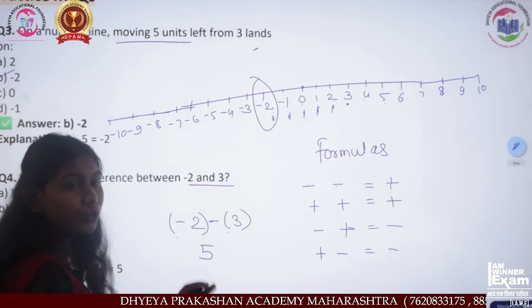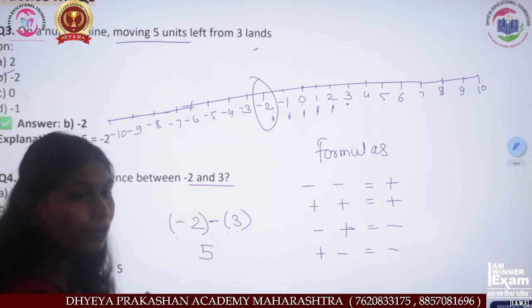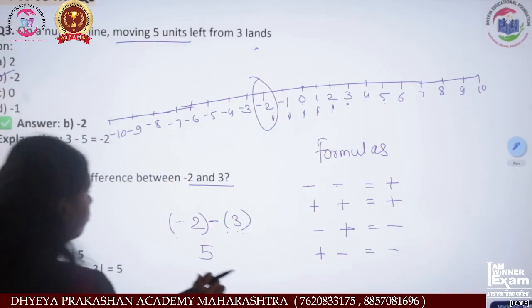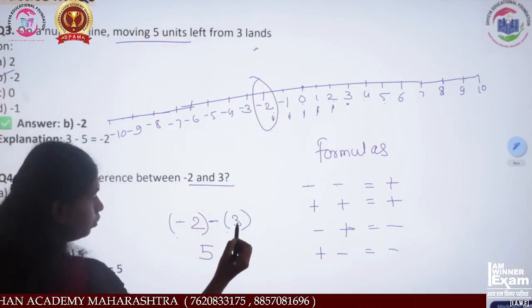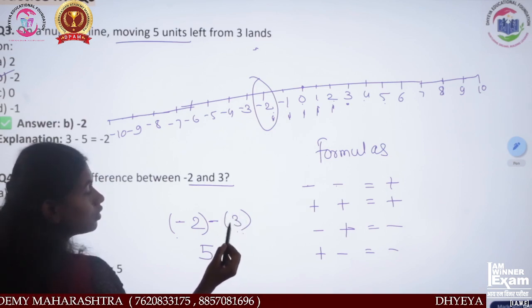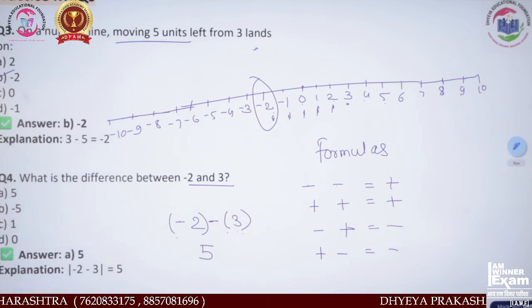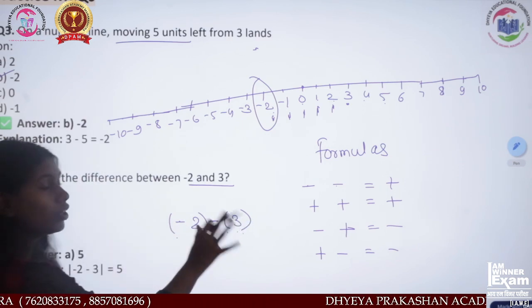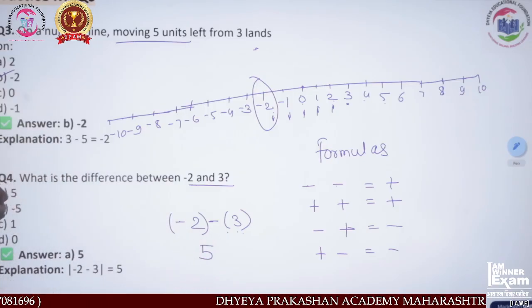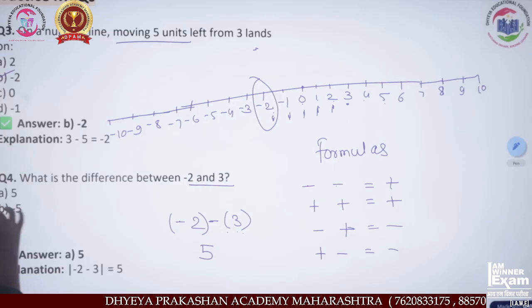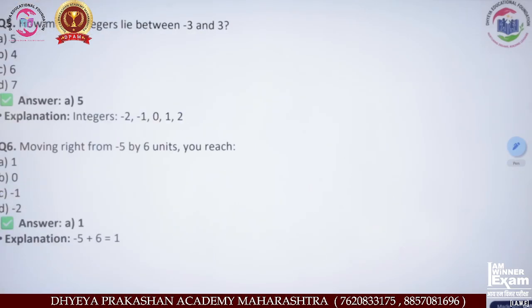And you have to put the sign which is on the bigger number. Now here the bigger number is 3 from both of these. So the bigger number doesn't have any sign. That means it is positive. So you just don't put any sign and the answer is 5. So where is 5? Here. So option A will be your correct option.